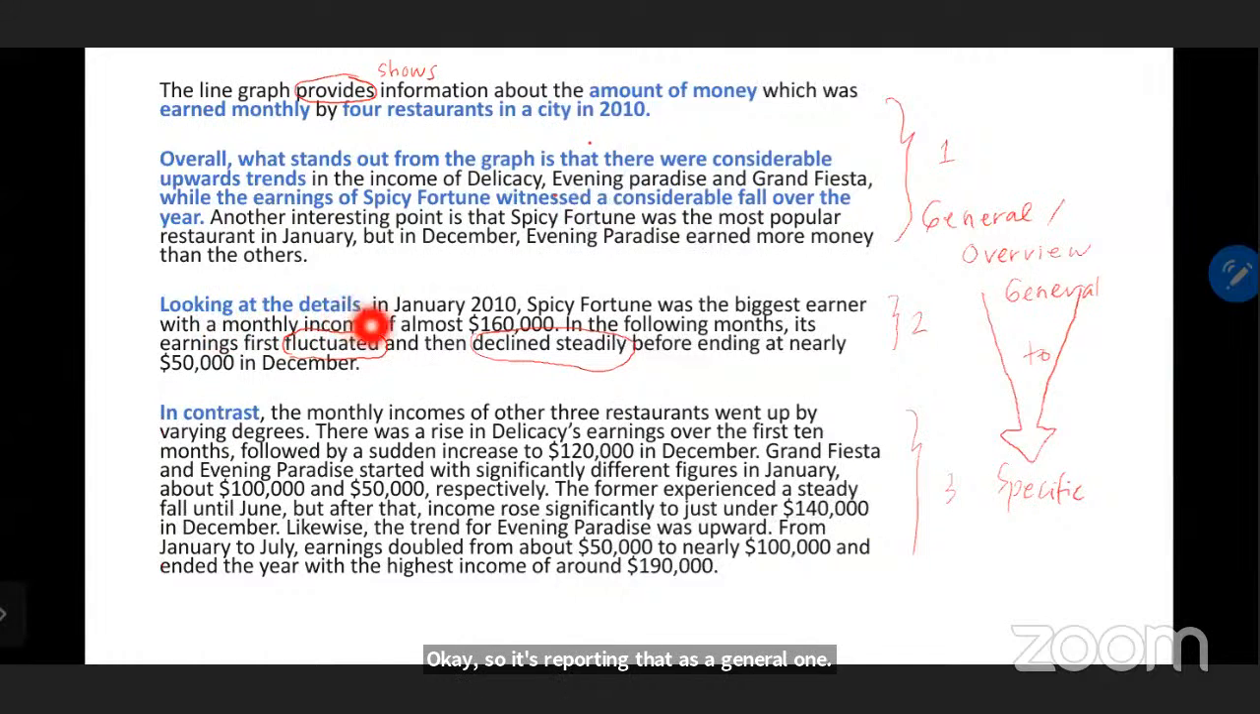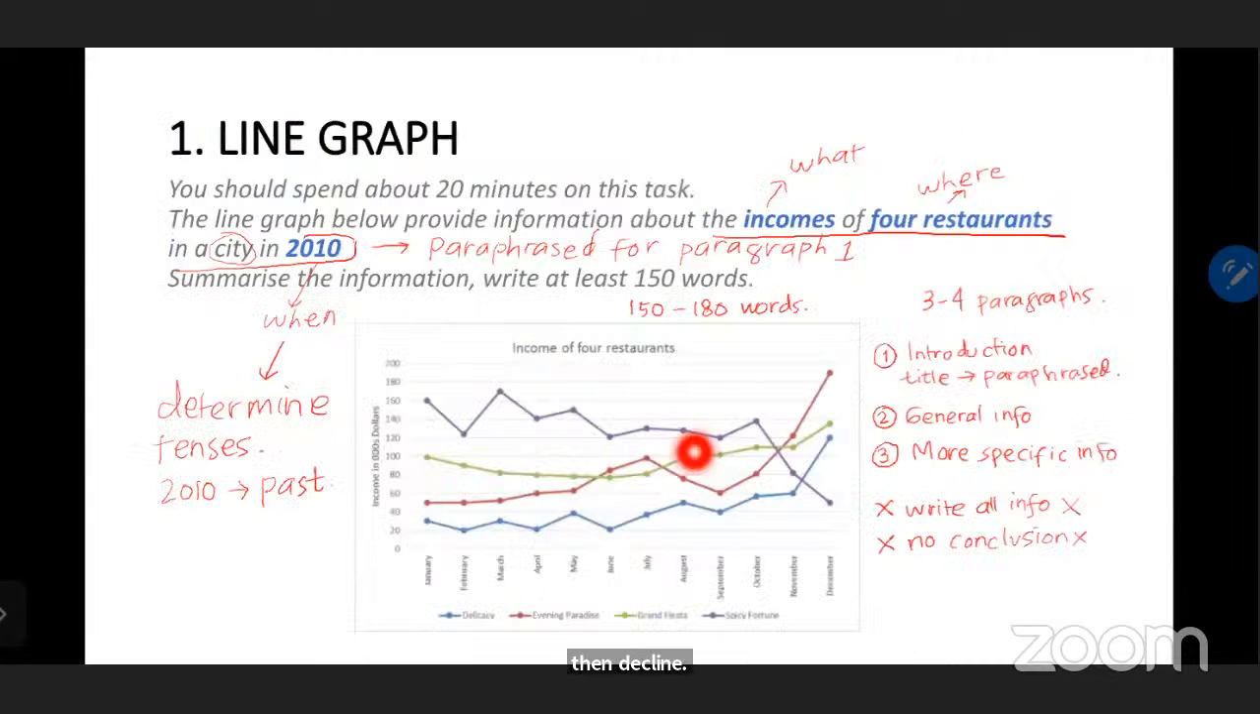Looking at the details, in January 2010, Spicy Fortune was the biggest earner with monthly income of blah, blah, blah. In the following months, its earning first fluctuated and then declined. So they are reporting the most significant one. So which one is it? Spicy Fortune. Okay, they're talking about this one, the most different one, because at first it has the highest income compared to the other.